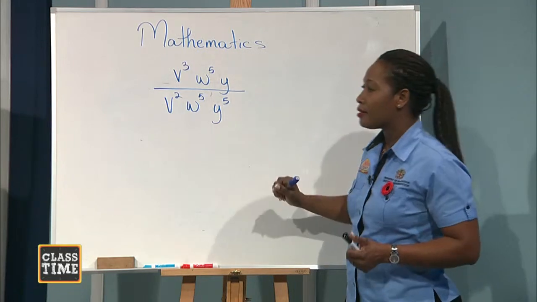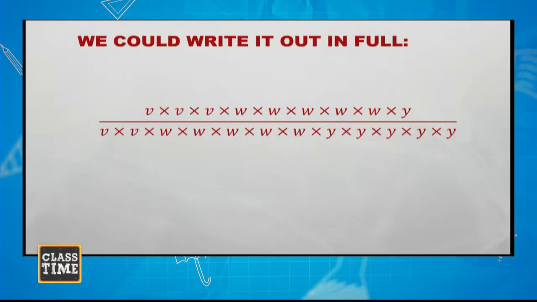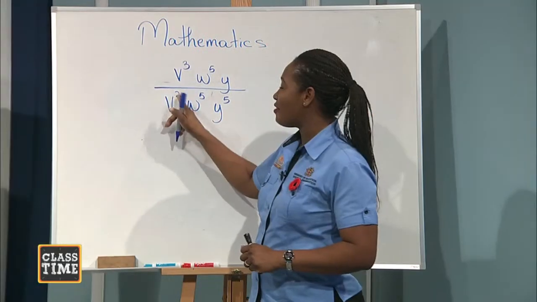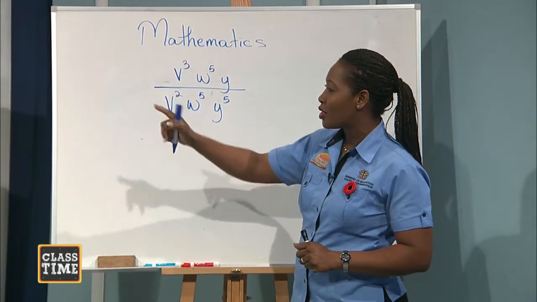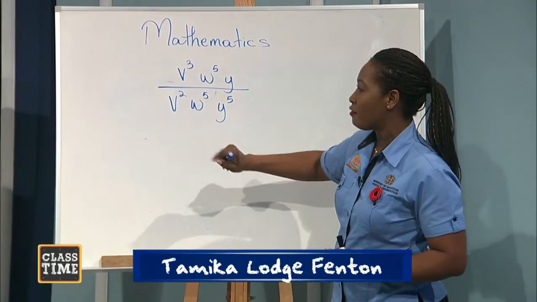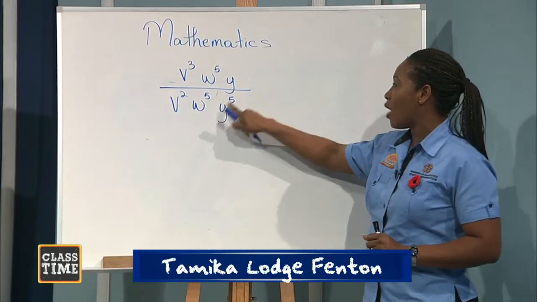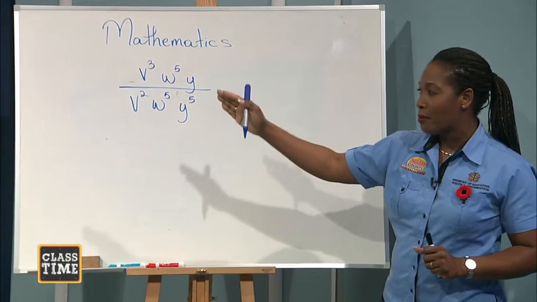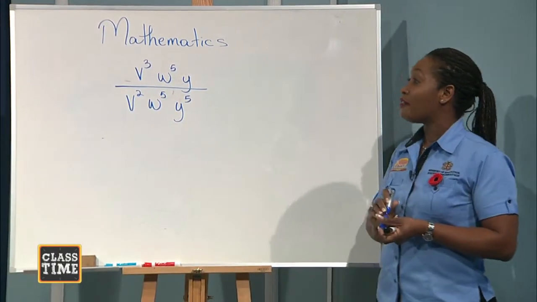Y has no power shown. What does that mean? Even though it has no power, there's still one y there. So we put back the y raised to the 1st power. Then we have v raised to the 2nd power, which is v multiplied by itself twice, and w to the 5th power, 5 times, y to the 5th power, y multiplied by y 5 times.